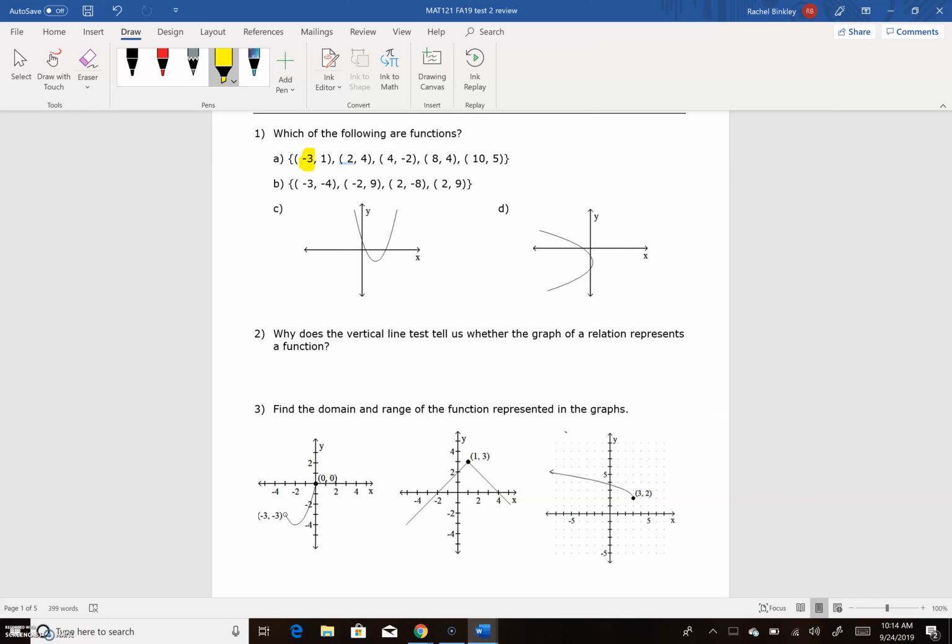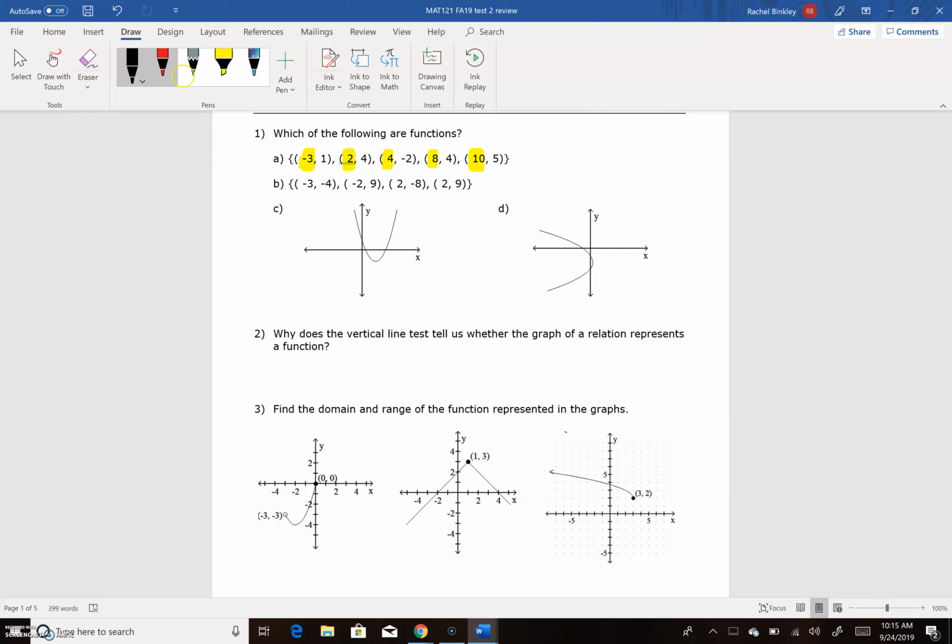If we have, let's see, none of these inputs are the same, so that means this one should be a function, right? Because you don't have to worry about if any of the same inputs have different outputs.